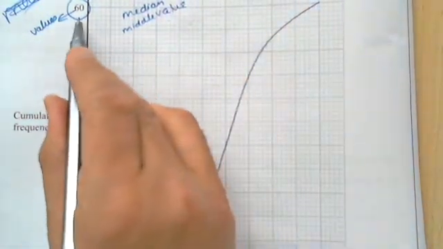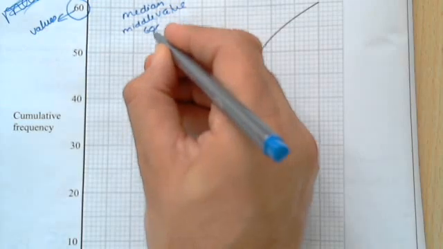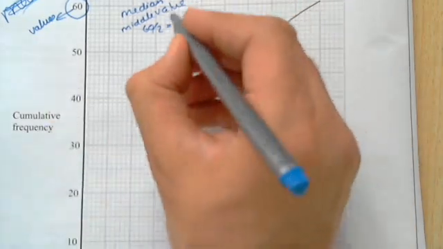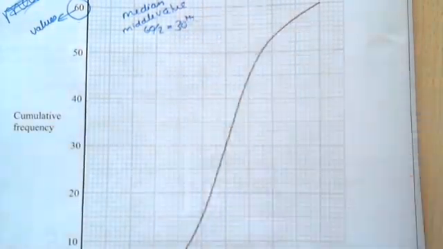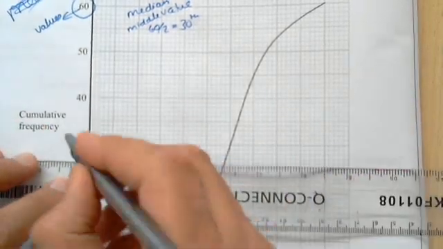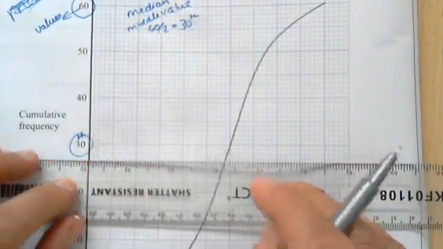Okay, if we have 60 values, if you want to work out the middle value, what do we do? 60 divided by 2 is the 30th value. So we come to the 30th value here.